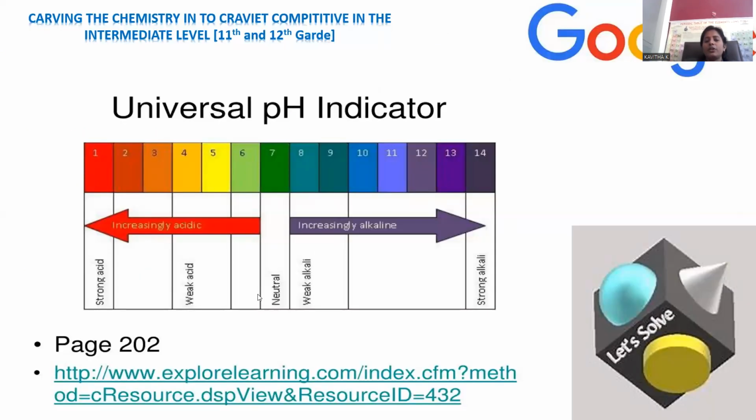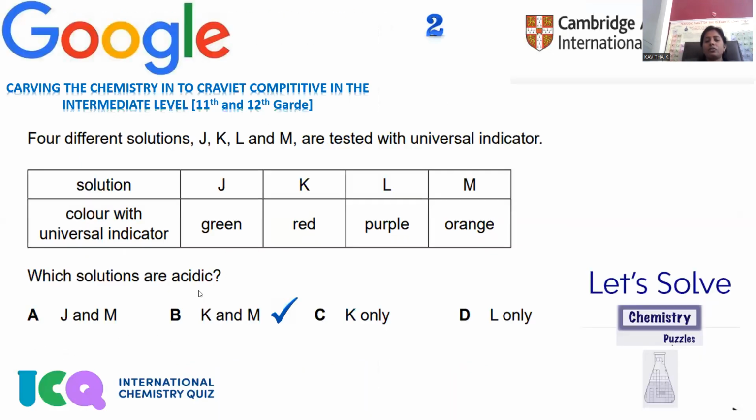This is because with the universal indicator, red, intense orange, pale orange, and yellow are all part of acids only. So we can say K and M are acidic as per the universal indicator reaction. For question number 2, option B will be the correct answer.